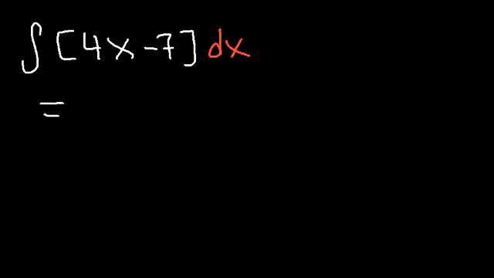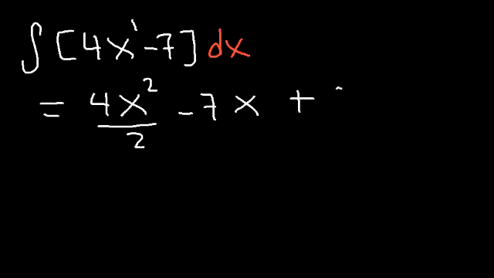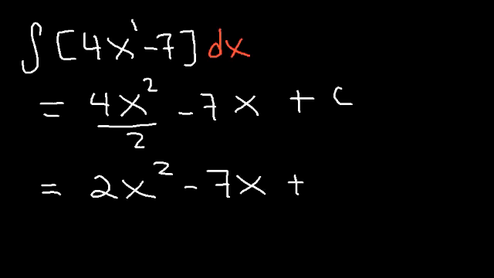So what if there's 2 terms instead of 1? For instance, what is the antiderivative of 4x minus 7? In this case, simply find the answer one step at a time. The antiderivative of 4x to the first power is 4x squared divided by 2, and the antiderivative of a constant, like negative 7, is simply negative 7x. And then simplify. 4 divided by 2 is 2. So it's 2x squared minus 7x plus c. And so this is the answer.